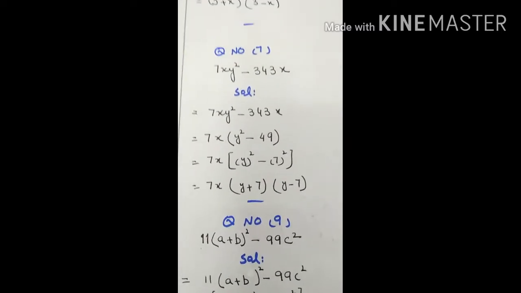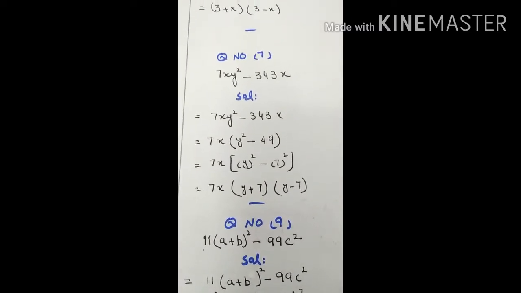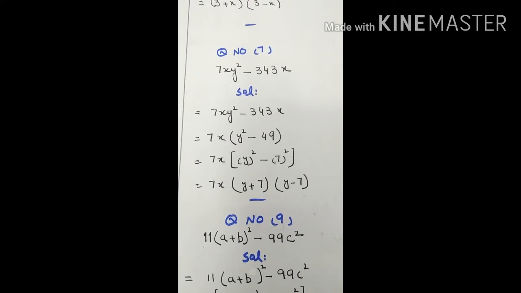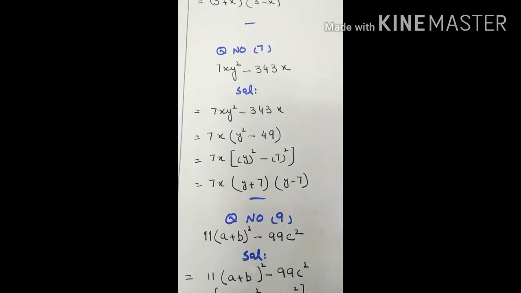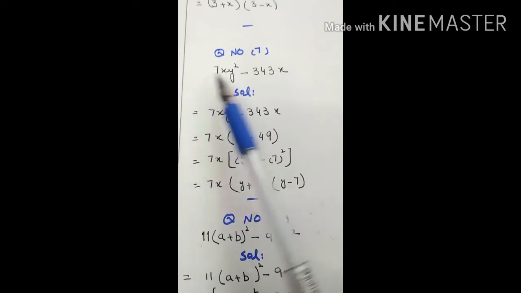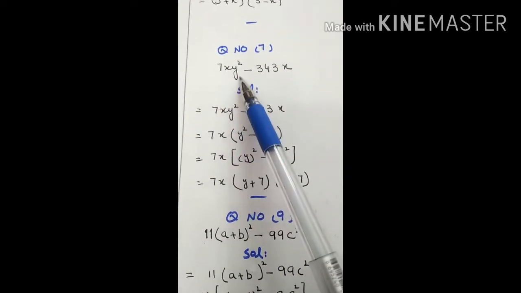Question number 3, 4, 5, 6. They all are of the same pattern as question number 1 and question number 2. Now do question number 7. In question number 7, we are having 7xy square minus 343x.